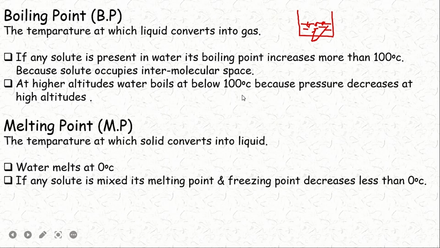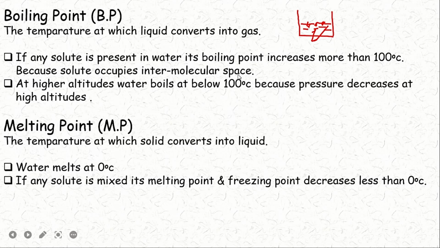At higher altitudes, water boils below 100 degrees Celsius because pressure decreases at higher altitudes. It means at higher altitudes like mountains and hilly areas, the boiling point of water decreases to less than 100 degrees Celsius because pressure is less. So while climbing mountains, mountaineers carry oxygen because oxygen needs some pressure to stay. In hilly areas or mountains, oxygen is less.